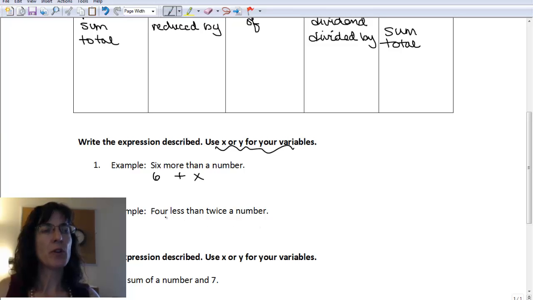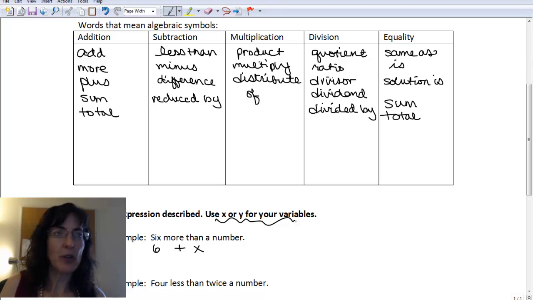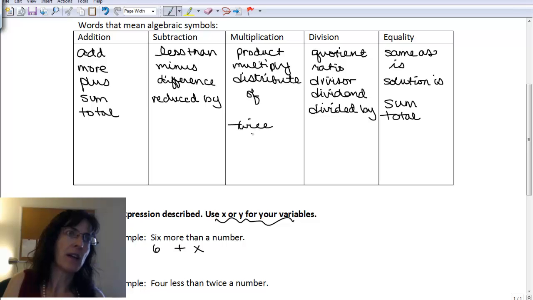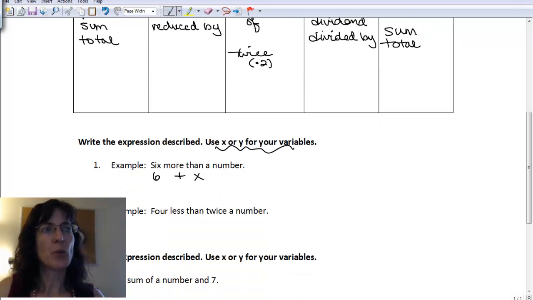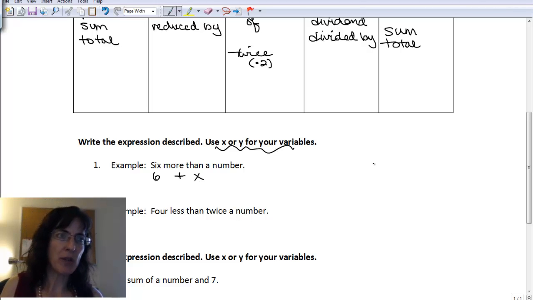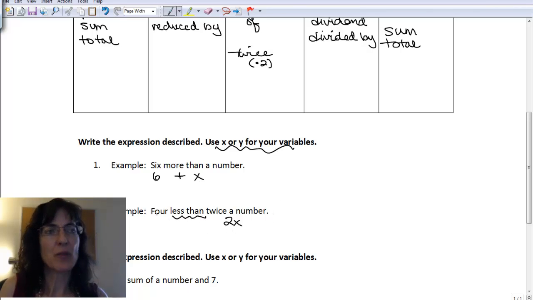Here's another one, 4 less than twice a number. Now twice, we didn't write up here, so maybe we should. Twice just means times 2. So you might see that. 4 less than twice a number. So twice a number, that's going to be 2x. And then for less than, when we're doing less than, we have to put it in the opposite order. So it's 4 less than twice the number, so we end up writing it 2x minus 4.